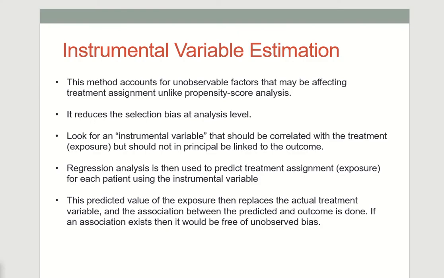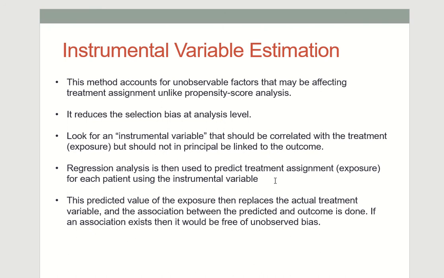Let's see if this makes sense if we reread the head and look at the example. You look for an instrumental variable that should be correlated with the treatment. It should correlate to the exposure, but should not correlate with the outcome. Then you use an analysis to predict the treatment assignment for each patient using the instrument variable.